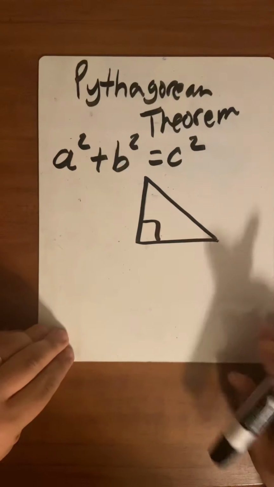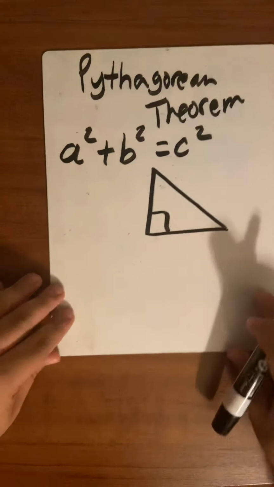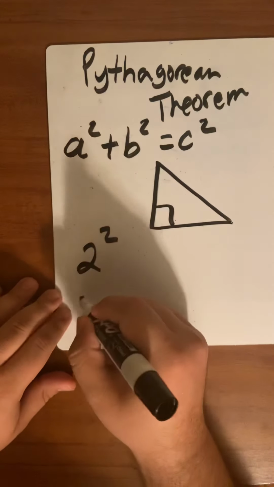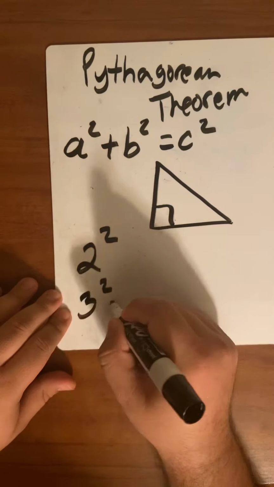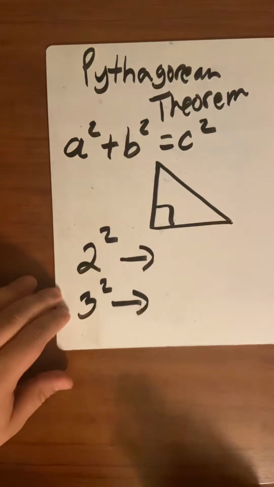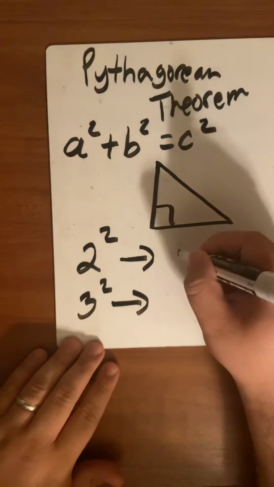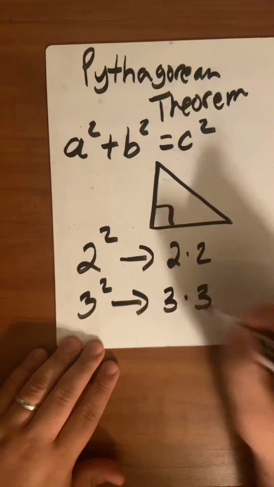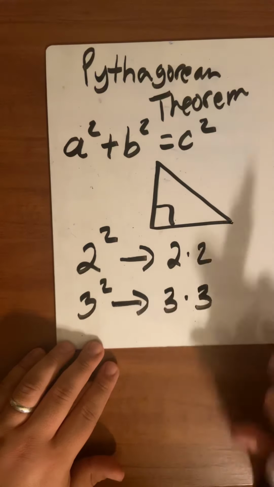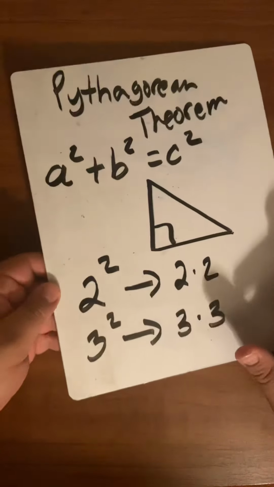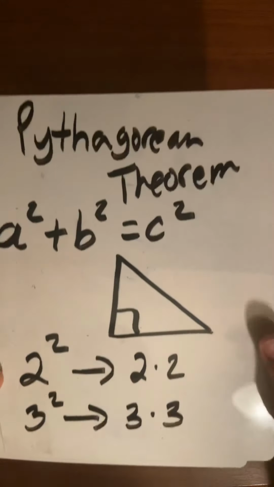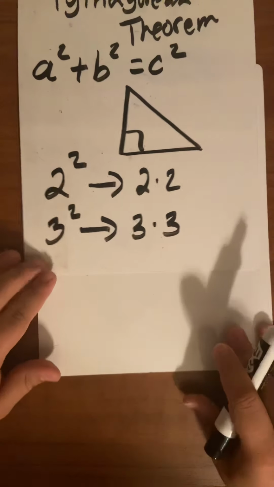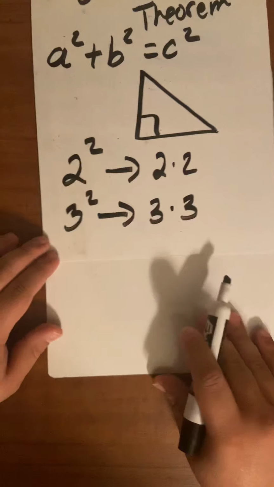If you remember, when we have exponents, 2 squared, 3 squared, that simply means 2 times 2. This means 3 times 3. Very important that we remember this. Now, that's the easy part. The hard part, the other thing that I need to remind you of, is when you have a square root. How do I undo a square root?